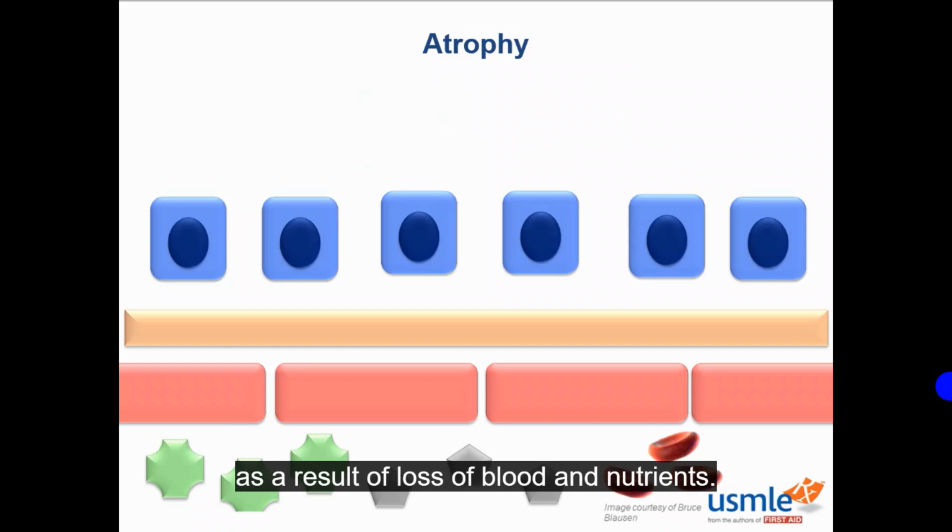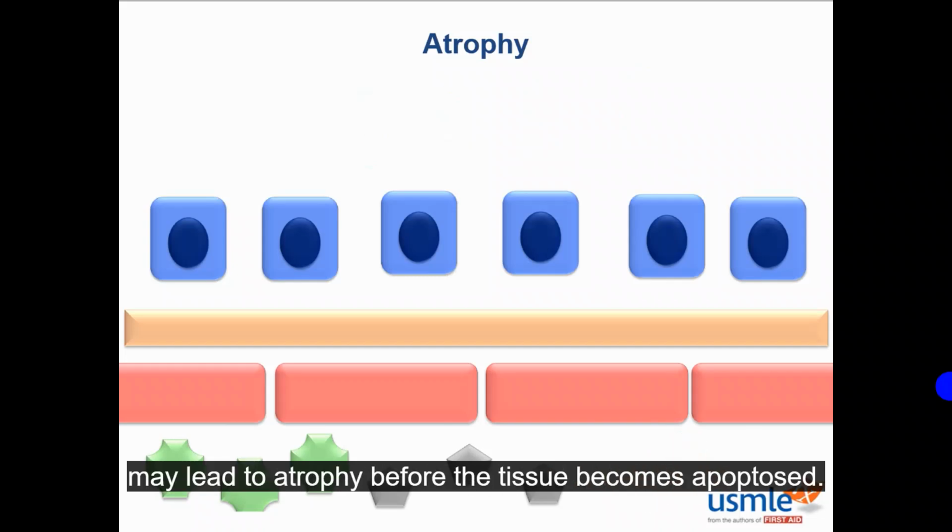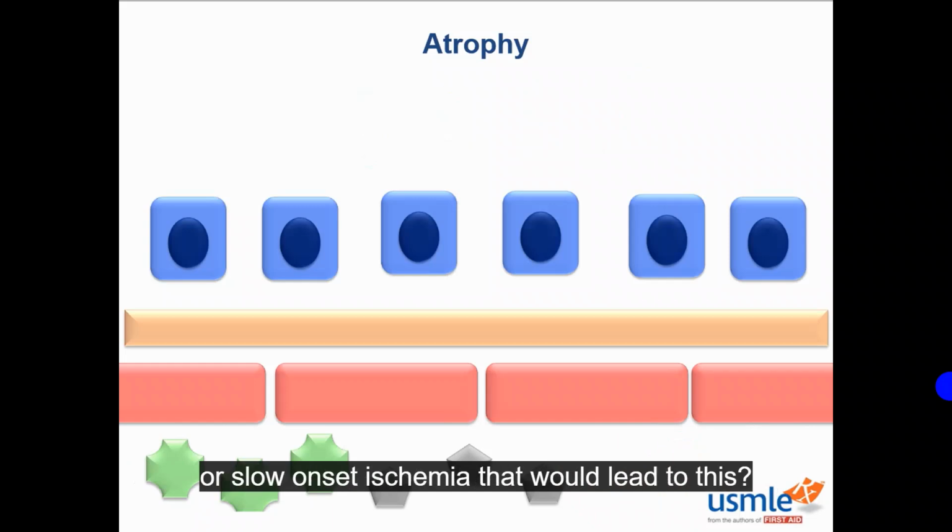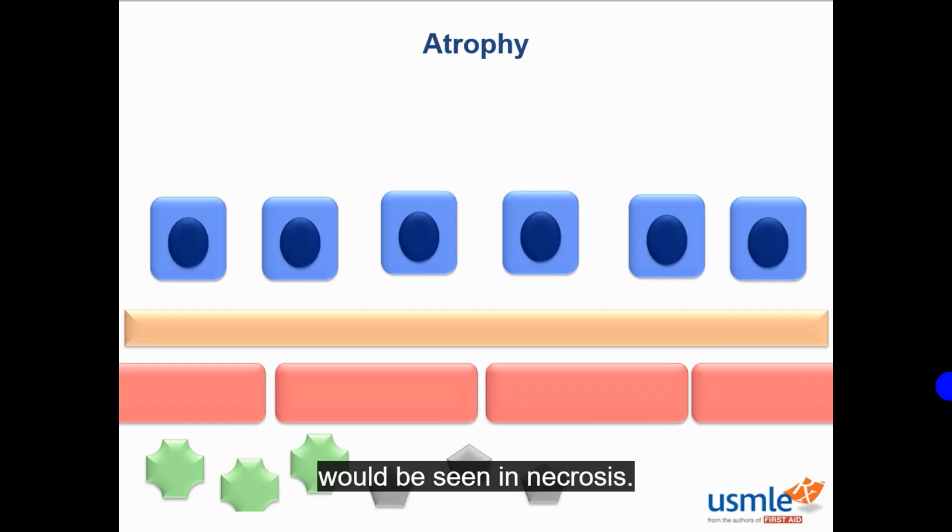So you can also have atrophy as a result of loss of blood and nutrients. Loss of blood supply and nutrients may lead to atrophy before the tissue becomes apoptosed. So recall, was this sudden onset or slow onset ischemia that would lead to this? This would be seen in slow onset ischemia, such as seen in renal artery atherosclerosis or fibromuscular dysplasia, and shrinking of the affected kidney. Sudden loss of blood flow, in contrast, would be seen in necrosis.